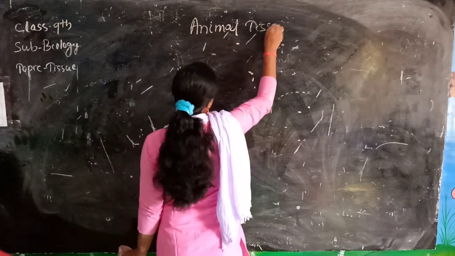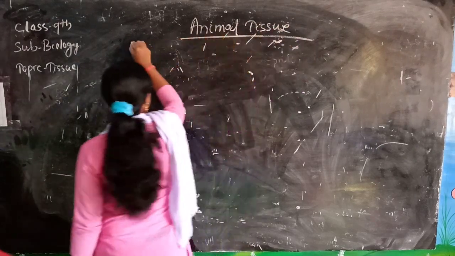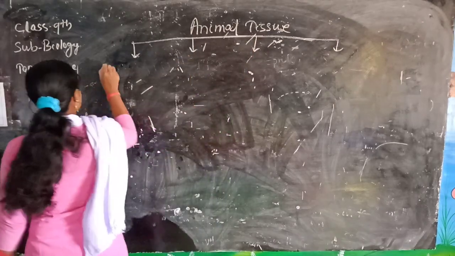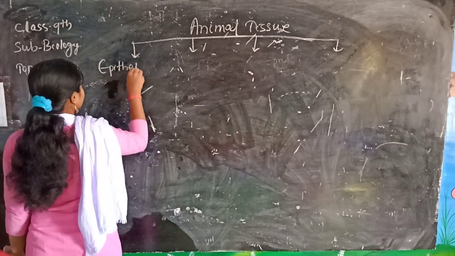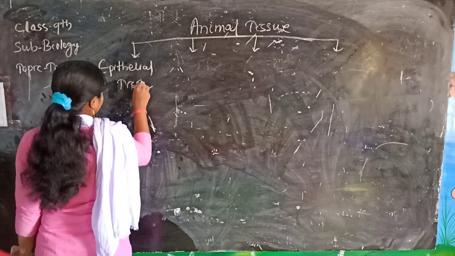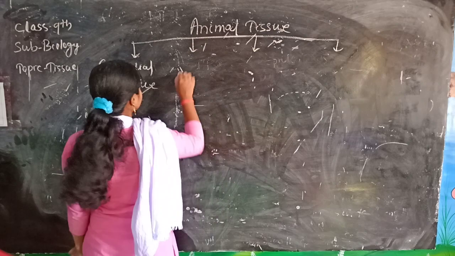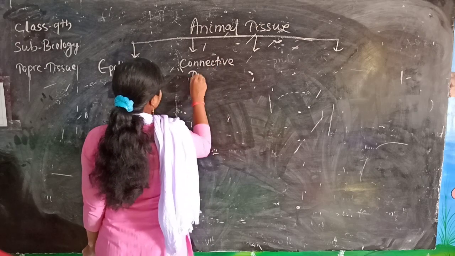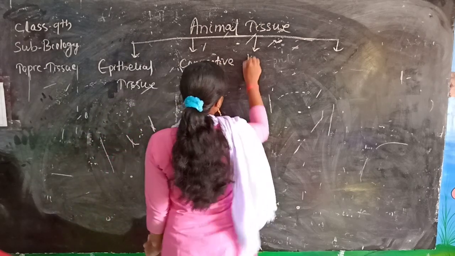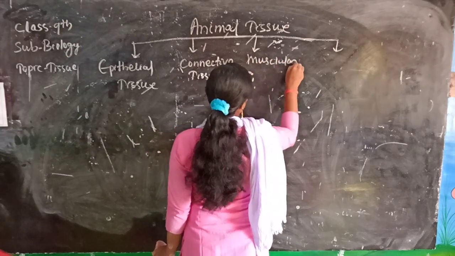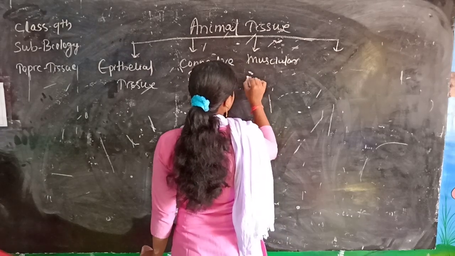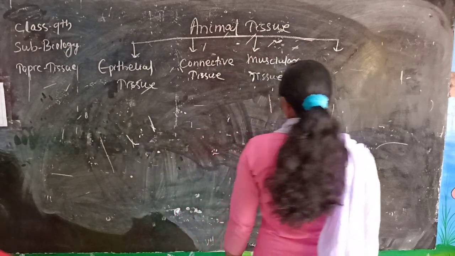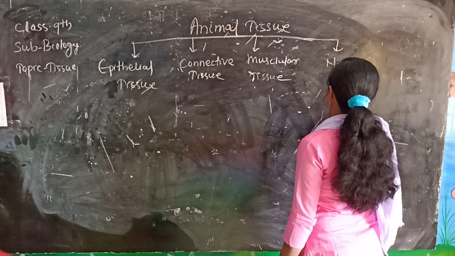Animal tissue are also four types. That is, first one is epithelial tissue, second is connective tissue, third muscular tissue, fourth is nerve tissue.